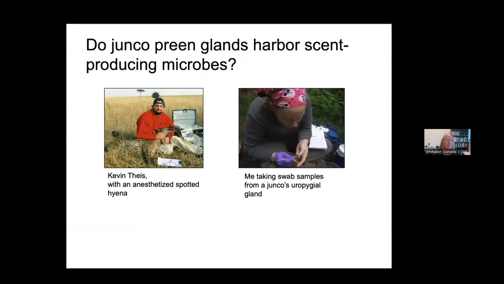Here's Kevin on the left. During his postdoctoral work, he studied the scent pouches of spotted hyenas. And that's him in Kenya with an anesthetized hyena that he's sampling. And then me on the right, I went back to the field in Virginia to take bacterial samples from Junco uropygial glands. And we worked together to figure out what was in those samples.